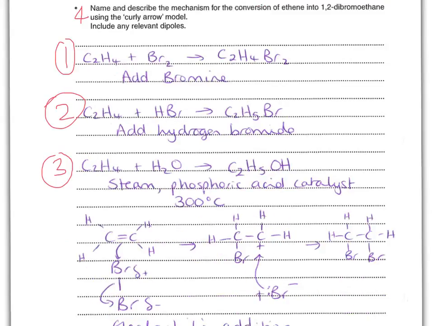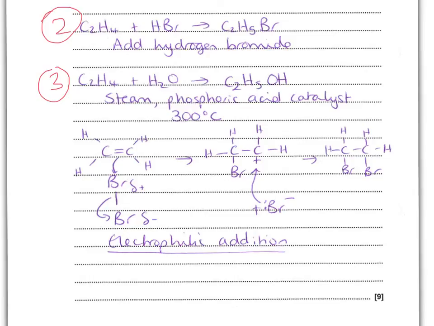So next we've got to name and describe the mechanism for the conversion of ethene into 1,2-dibromoethane. In other words, the first reaction. We've got to use curly arrows and we've got to include relevant dipoles, and it would be very easy, I think, to forget this. We've got to name that mechanism. So you may want to start with that or you may want to do it last, but then you do run the risk of forgetting that this mechanism is going to be electrophilic addition. So I've got that written down there. There's 1 mark for that.